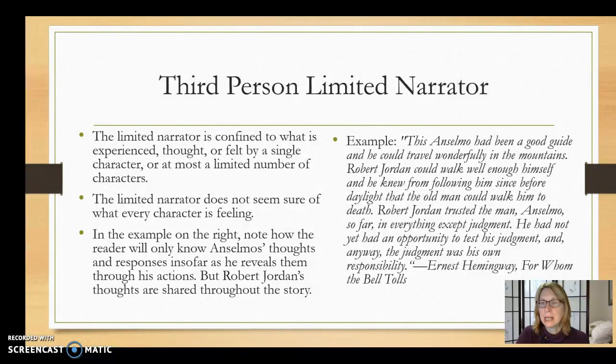It says, "This Anselmo had been a good guide, and he could travel wonderfully in the mountains. Robert Jordan could walk well enough himself, and he knew from following him since before daylight that the old man could walk him to death. Robert Jordan trusted the man, Anselmo, so far, in everything except judgment. He had not yet had an opportunity to test his judgment, and anyway, the judgment was his own responsibility." So you can see this third person limited narrator is limited to Robert Jordan. We can see his thoughts about Anselmo, but as far as Anselmo itself goes, we do not see his thoughts. We only see what Robert Jordan observes about him.